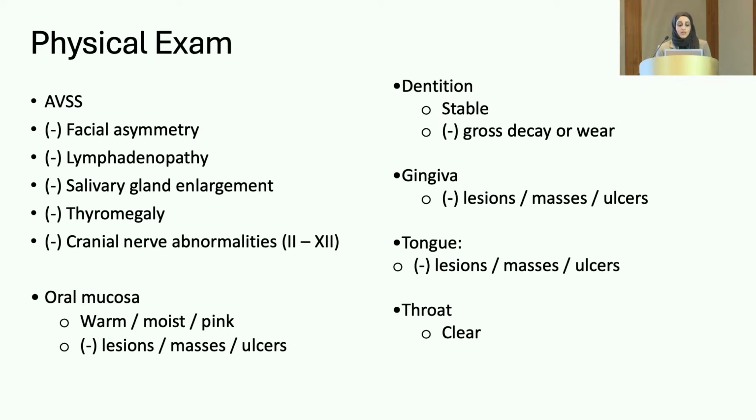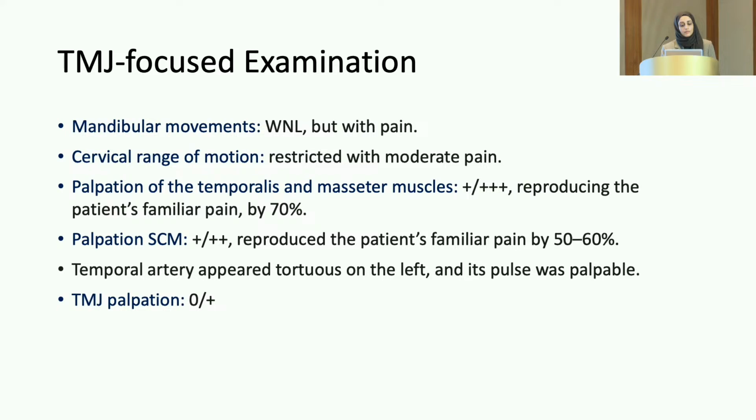Regarding the physical exam, everything extraorally and intraorally was within normal limits. Because of the jaw complaint, we did a TMJ focused exam. Regarding the mandibular movement, it was within normal limits, but with pain, especially when turning to the left side. And the cervical or the neck movement was also restricted with moderate pain. When we palpated major muscles of mastication like temporalis and masseter, it was severely tender on the left side and reproduced 70% of the patient's familiar pain. Familiar pain is a term that is commonly used in non-odontogenic orofacial pain conditions.